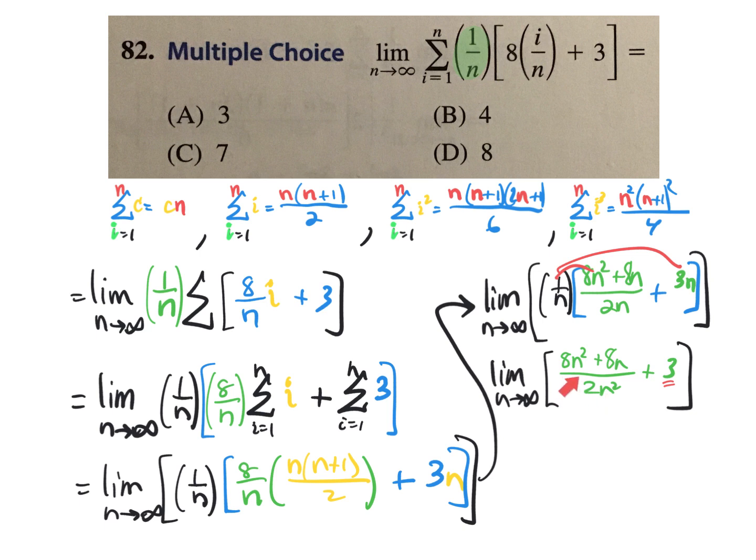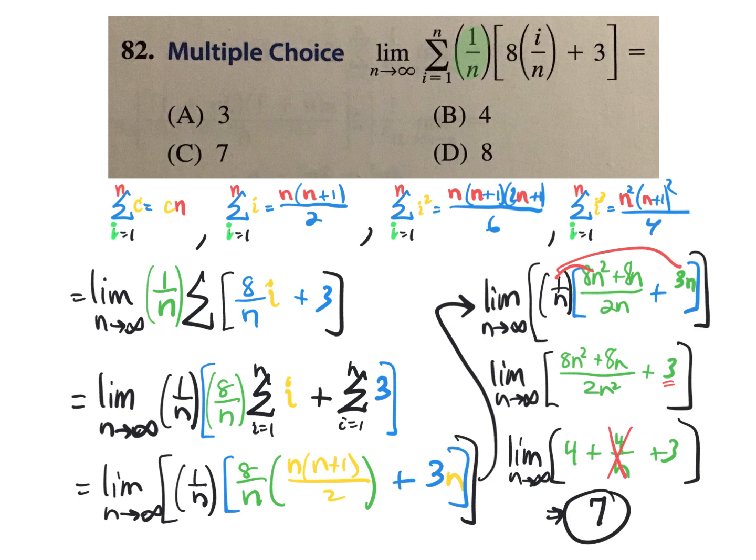Now I'm going to think of this as 8n squared divided by 2n squared plus 8n over 2n squared, leaving me with 8n squared over 2n squared is 4, plus 8n over 2n squared is 4 over n, plus 3, and as n approaches infinity, 4 over n approaches 0, so this expression is equal to 4 plus 3, which is 7. Choice C. I hope this video helped.